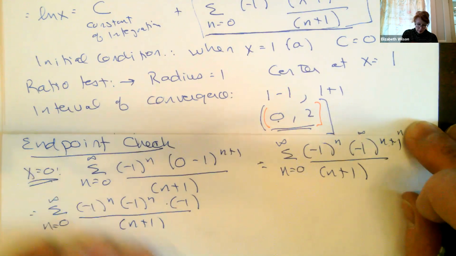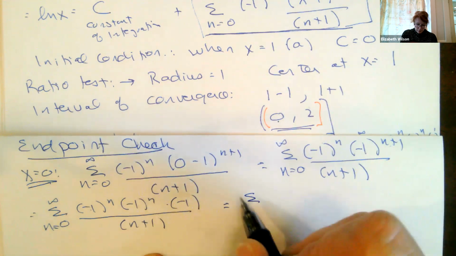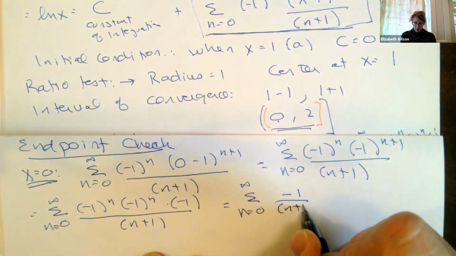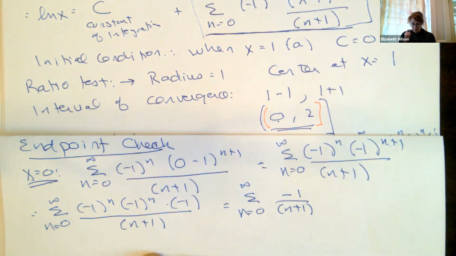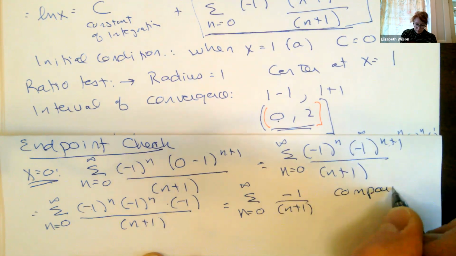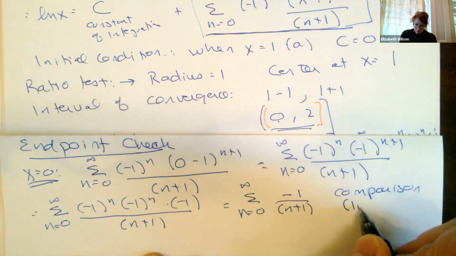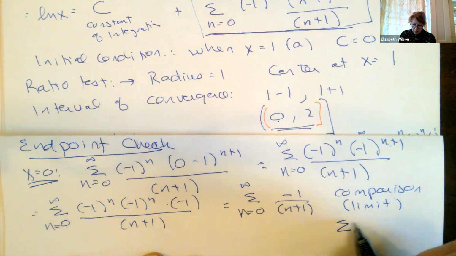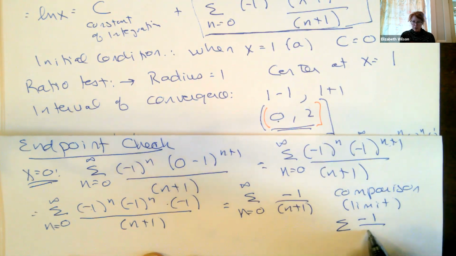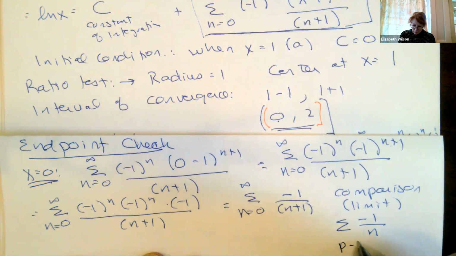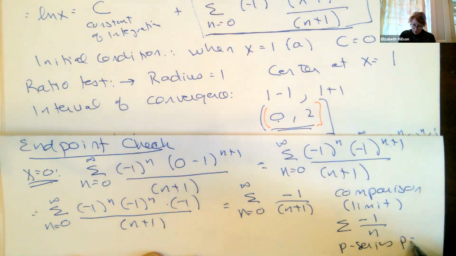So what I'm left with is minus 1 all over n plus 1. Okay, so what I'm going to do is a limit comparison. I'll do a limit comparison with negative 1 all over n, which is a negative p series. P equals 1, so therefore it diverges.